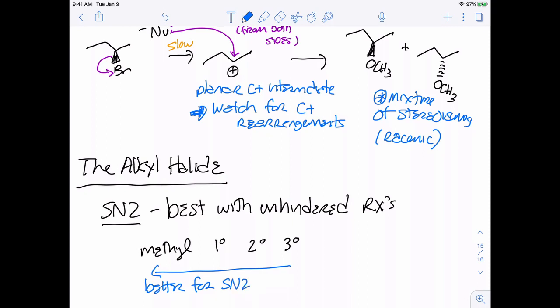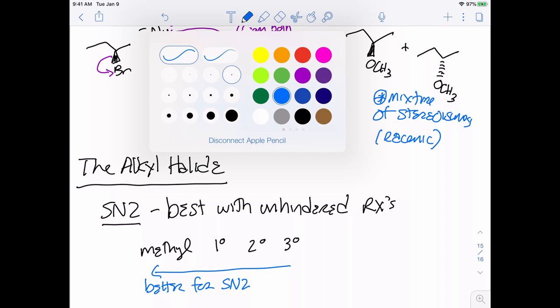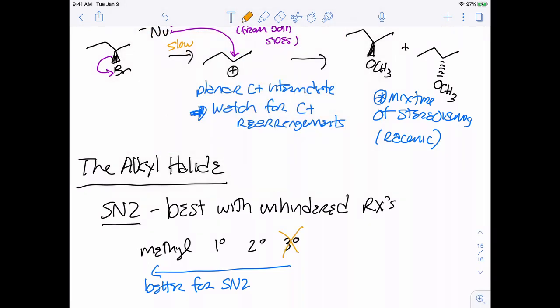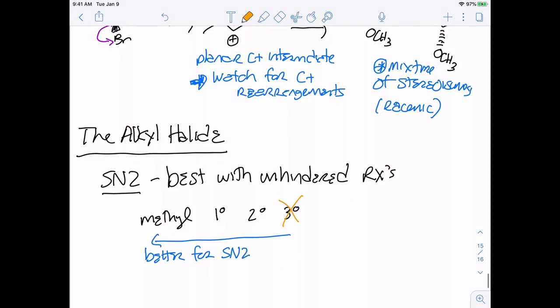Tertiary is too sterically hindered. In fact, we could say that tertiary is really not even going to undergo an SN2 reaction. If you're given the same nucleophile and you're given a tertiary alkyl halide and you're asked which sort of mechanism it's going to undergo, SN1 or SN2, do not pick SN2. Tertiary, too sterically hindered to go SN2, just too much stuff there. All those R groups, the nucleophile just doesn't fit in when that alkyl halide is still attached.